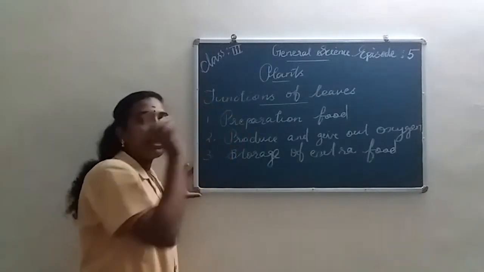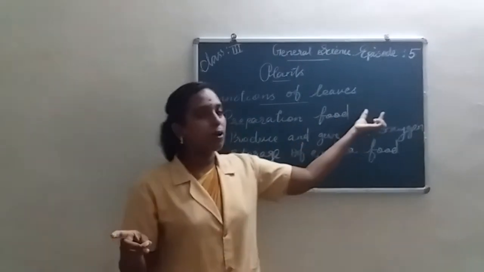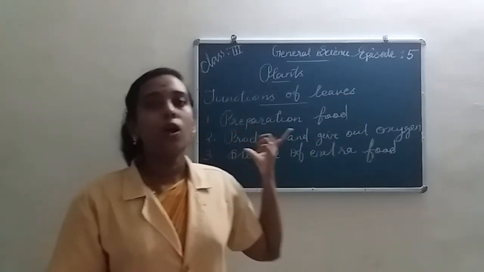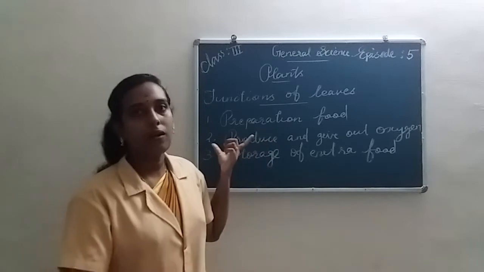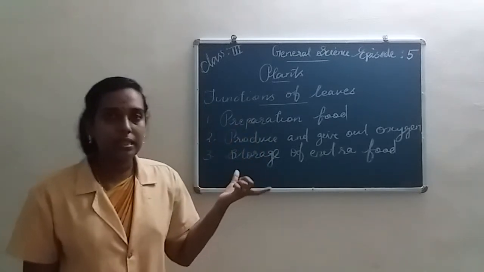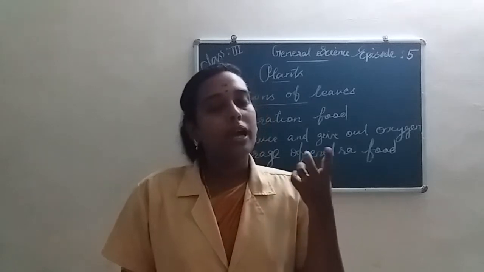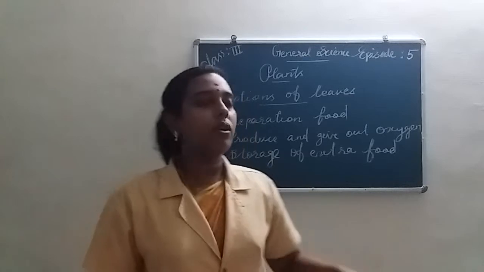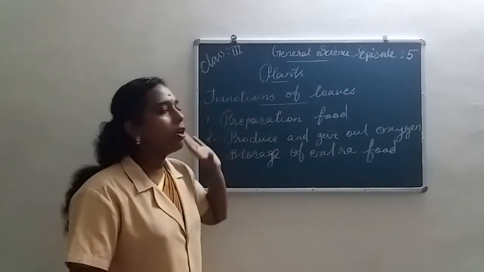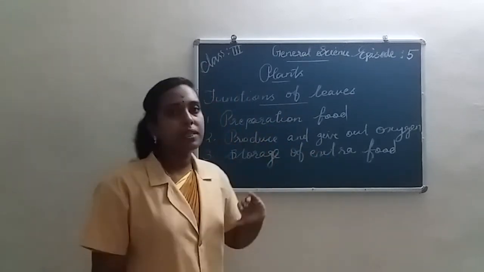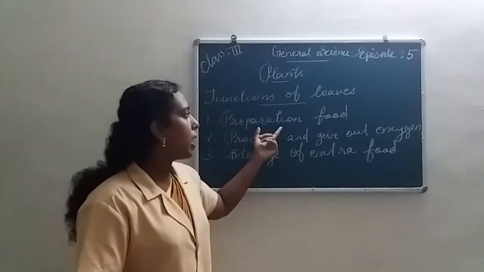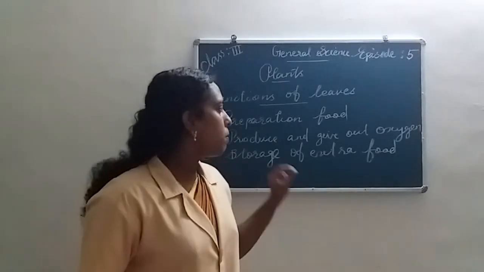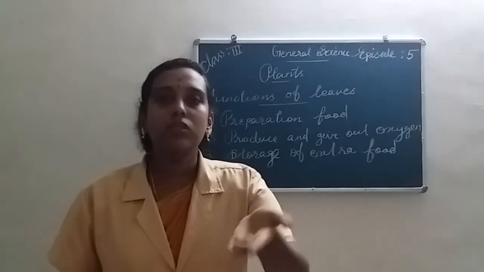Once again, preparation of food. The leaves prepare food through a process called photosynthesis. The raw materials required for photosynthesis are water and carbon dioxide. Photosynthesis means leaves prepare food by using water and carbon dioxide in the presence of sunlight. During photosynthesis, the stomata help in the exchange of gases, and the plants need carbon dioxide, so the stomata take in carbon dioxide and give out oxygen.